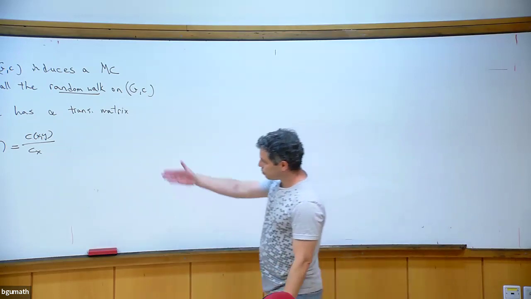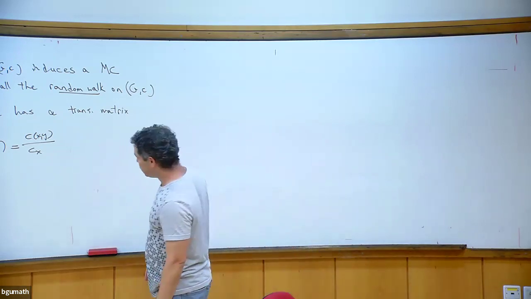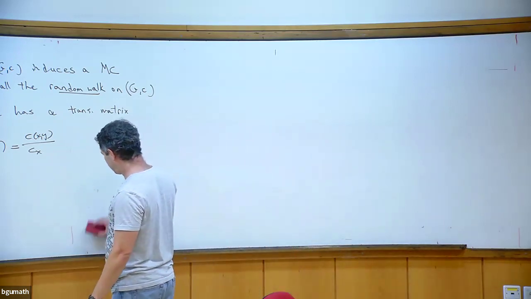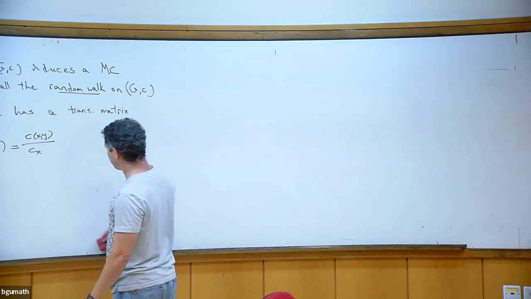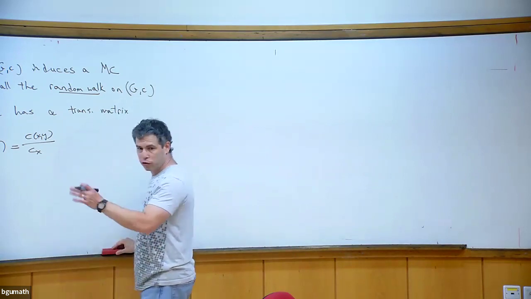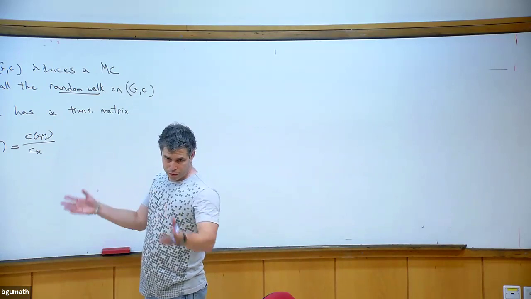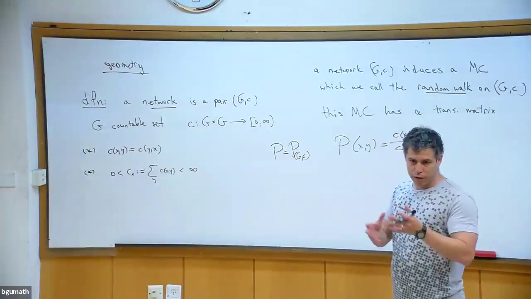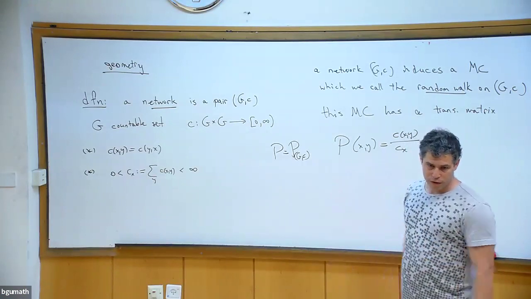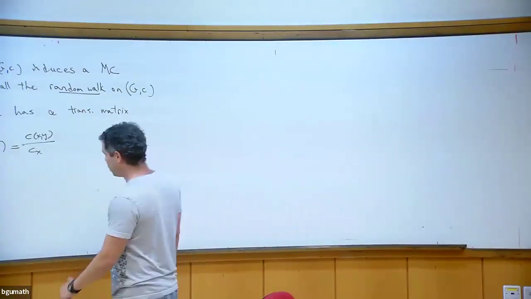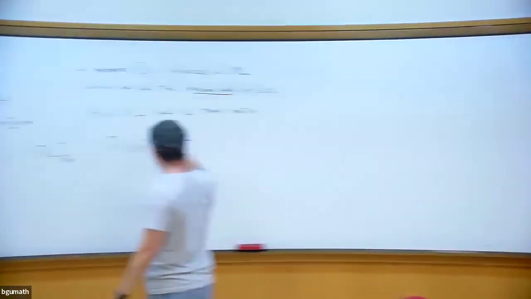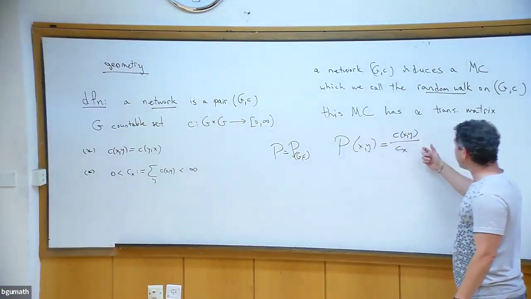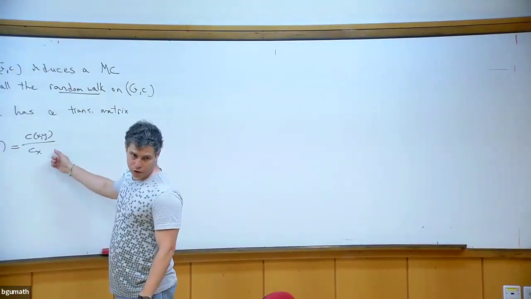You also need some starting measure. So for every measure, once you have a transition matrix, you have a Markov chain, and every starting measure gives you a different probability measure on the space of sequences. So this is the induced random walk, or the random walk on the network.